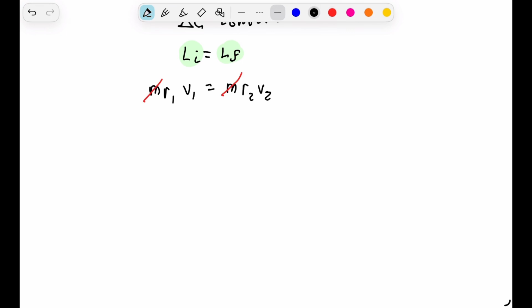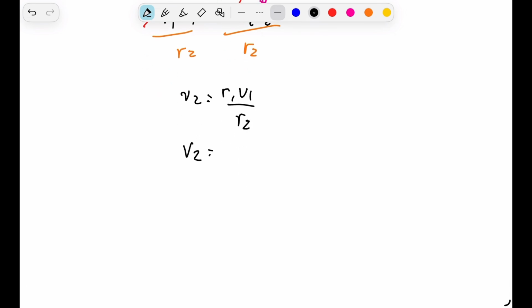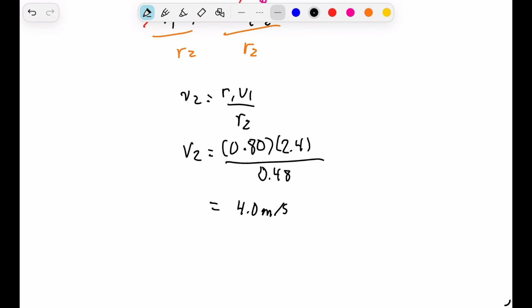What we want to solve for is v2 in our problem. So to get v2, we would just divide both sides by r2, and then we simply get that v2 is equal to r1 times v1 over r2. All you would do is just plug in your values here. You'd have 0.80 for radius 1, and then for your v1 you had 2.4. For r2 you had 0.48, and this would give you 4.0 meters per second. So that is our v2.